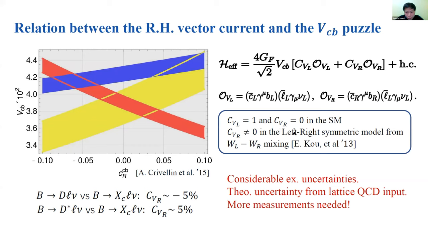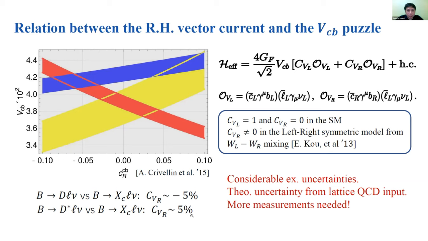But in some new physics models, for example, in the left-right symmetric model, from left and right-handed doublet mixing, non-zero CVR can be induced. This plot on the left shows the extracted VCB versus CVR. Here, the blue band represents the inclusive decay. The red band is the B to D L nu exclusive decay, and the yellow band is the B to D star L nu decay. We can see that to simultaneously explain B to D L nu and the inclusive decay, CVR is required to be -5%. To explain B to D star L nu and the inclusive decay, CVR is required to be 5%.